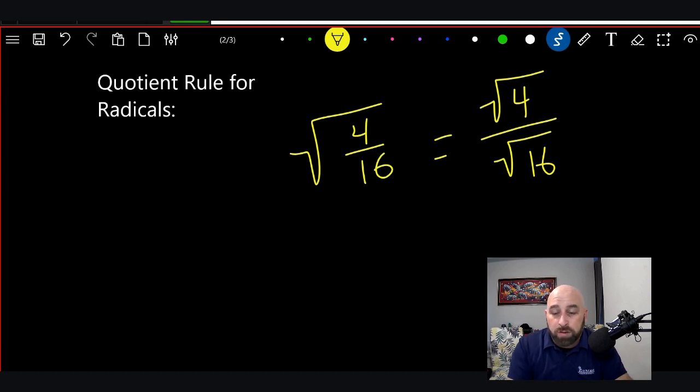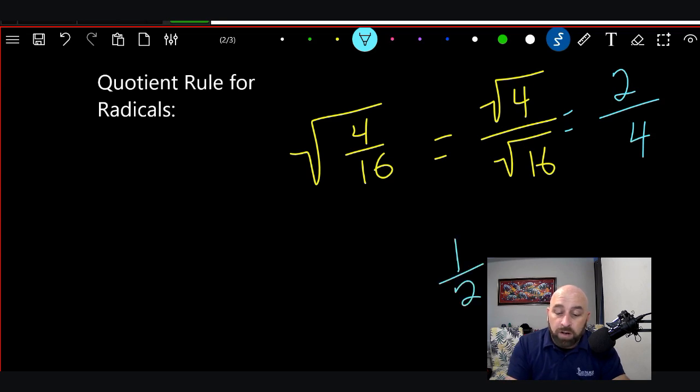And that's important because now you can solve this by saying, what is the square root of 4? Well, it's 2. What is the square root of 16? Well, it's 4. My fraction is 2 over 4. I can reduce that even further, and I can get 1/2 as my answer. Okay, that's the way that you solve those.